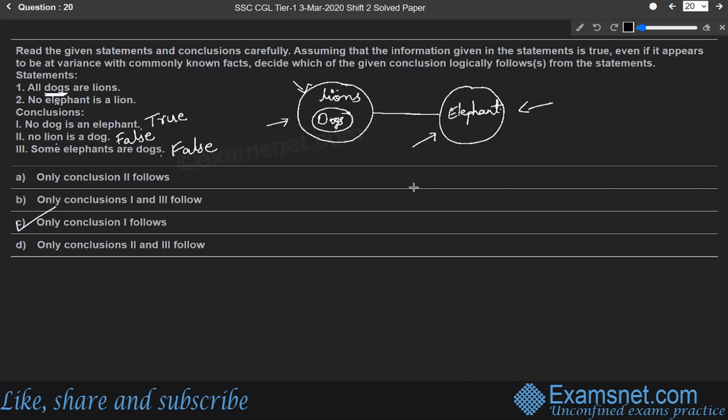So in this type of question, what you have to do is firstly create a basic Venn diagram, and after that, by looking at the Venn diagram, you can easily decide which conclusions follow and which conclusion does not follow. So I hope you are clear with this question.